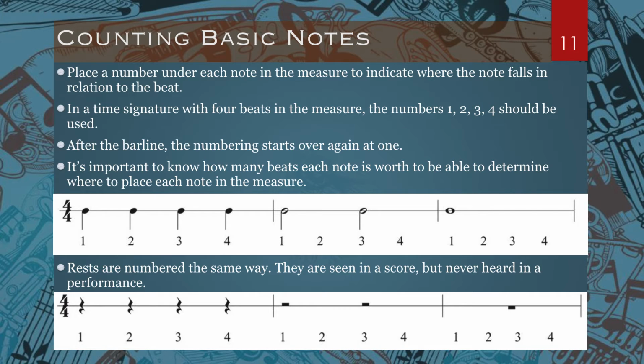Rests are numbered the same way. They are seen in a score but never heard in a performance because they represent silence. So if I were to clap the second example, I would just say 1, 2, 3, 4, 1, 2, 3, 4, 1, 2, 3, 4. I wouldn't clap at all because I'm just resting the entire time.